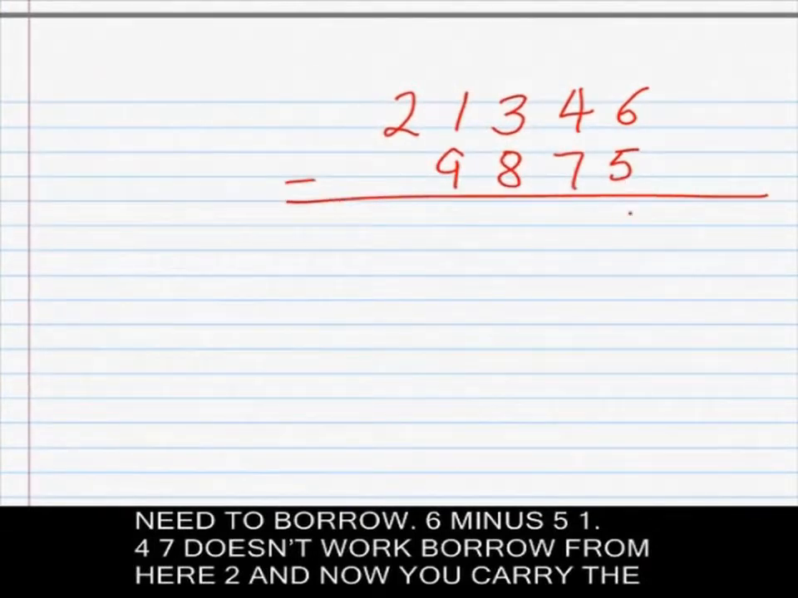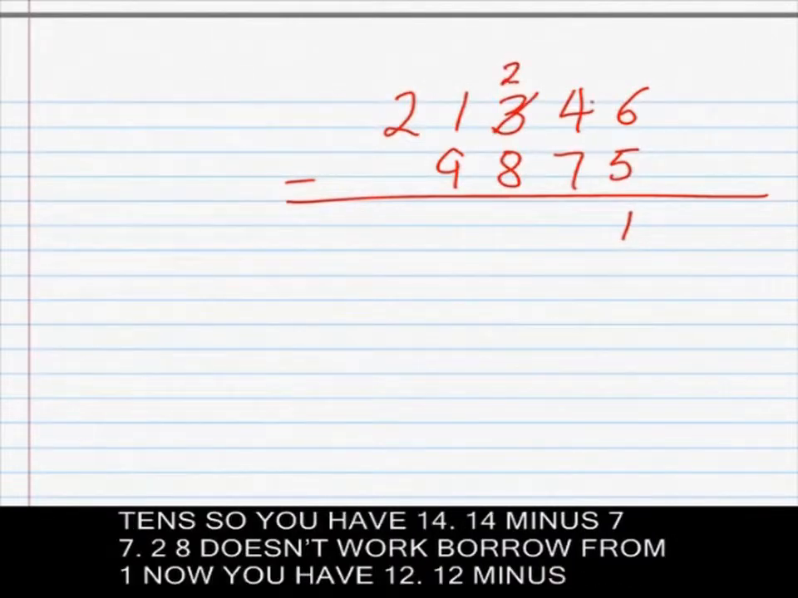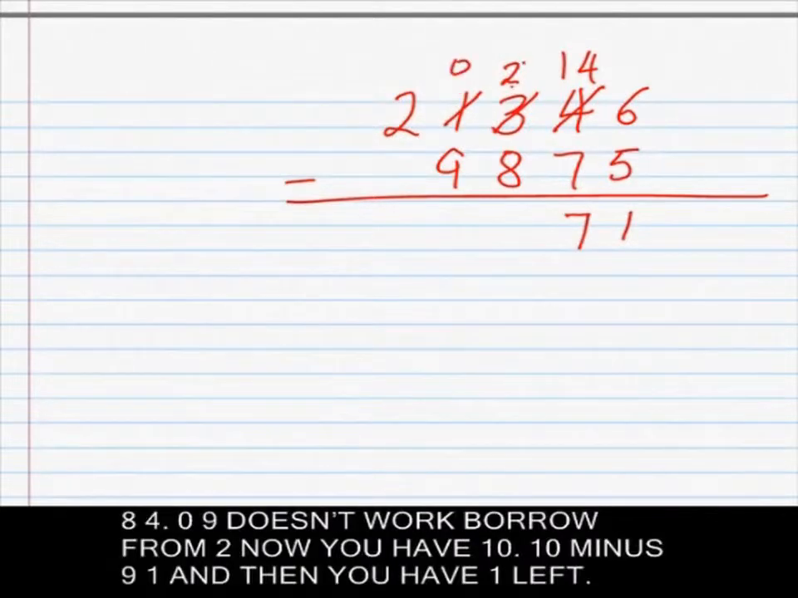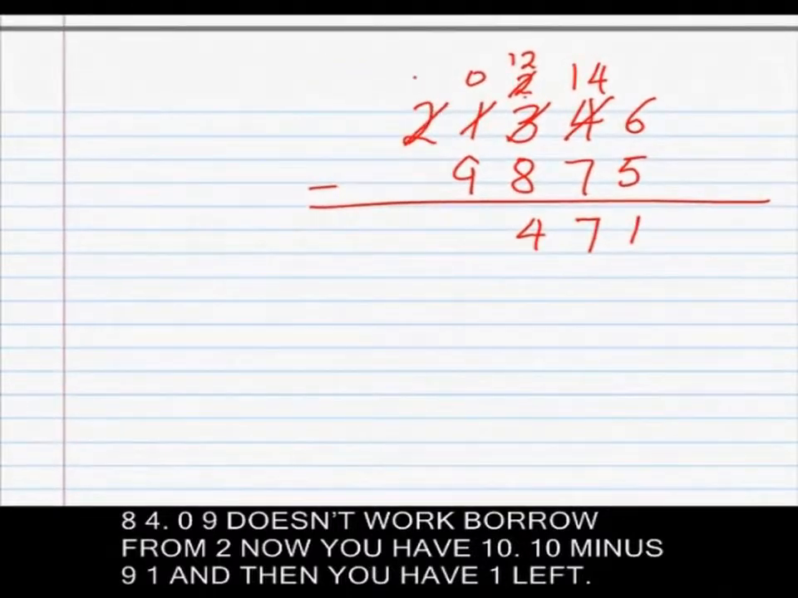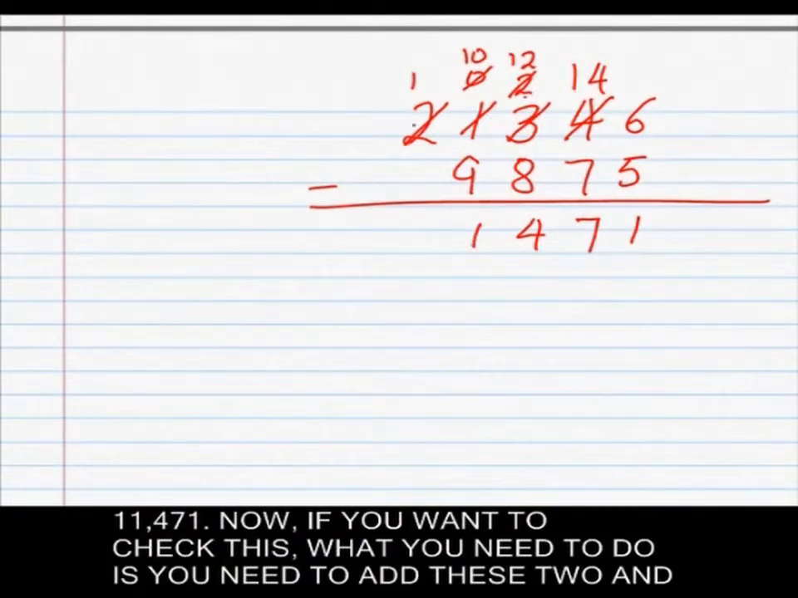4 minus 7 doesn't work. Borrow from here, 2. And now you carry the 10, so you have 14. 14 minus 7, 7. 2 minus 8 doesn't work. Borrow from 1. Now you have 12. 12 minus 8, 4. 0 minus 9 doesn't work. Borrow from 2. Now you have 10. 10 minus 9, 1. And then you have 1 left. 11,471.